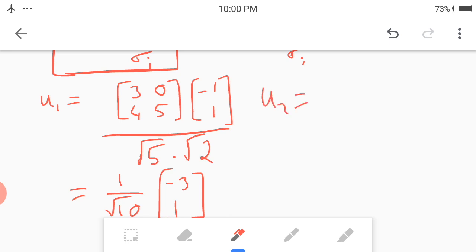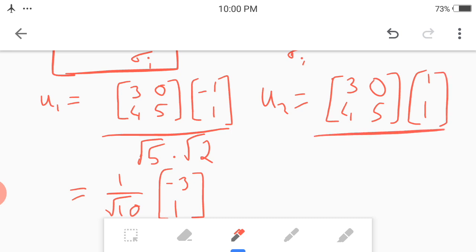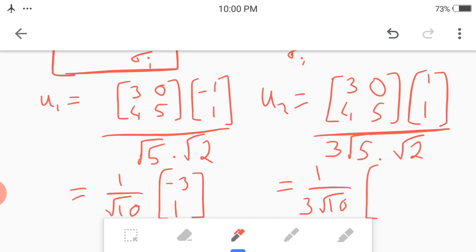Similarly, u2 is 3 0 4 5 into your v2 vector, which is 1 1 divided by root 45, that is 3 root 5, and the normalization factor is root 2. So you end up with 1 by 3 root 10, 3 and 9. If you cancel out this 3, you get 1 and 3. So you have found u1 and u2 using vectors v1 and v2.